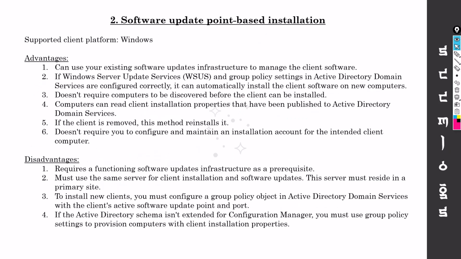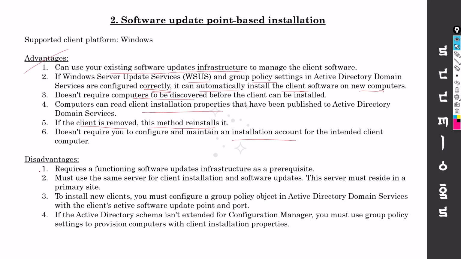Next, we have the software update point based installation. The advantages: you can use the existing software updates infrastructure to manage this method. If WSUS and the group policy settings in the AD are configured correctly, it can automatically install the client software on new computers. It doesn't require the computers to be discovered, and it doesn't require the installation account as well. If the client is removed, this method reinstalls the client, and it will get the client installation properties from the Active Directory domain services.